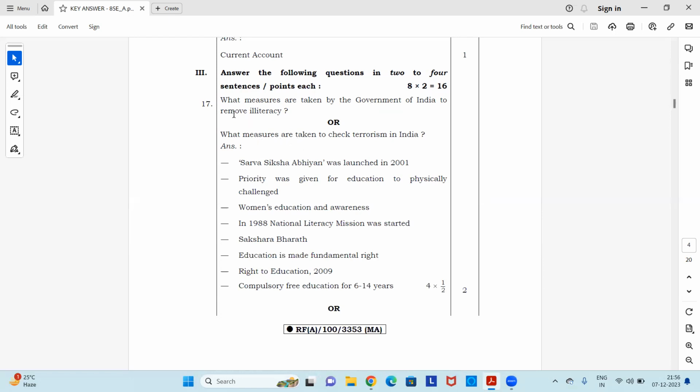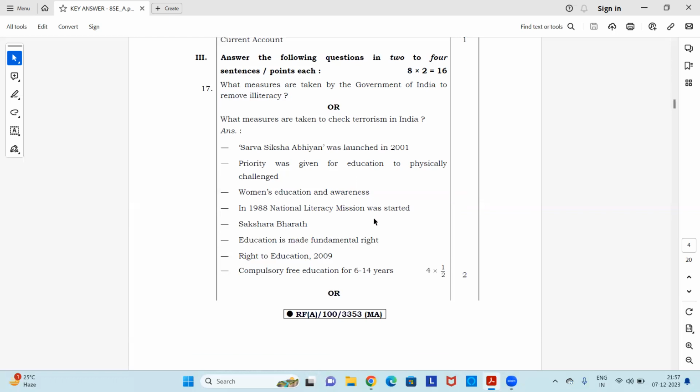So let's read and check out. What measures are taken by the government of India to remove illiteracy, or what measures are taken to check terrorism in India? So in question number 17, you have these 2 questions, and whichever you know best, you can attempt any one. Okay, so it's of 2 marks. So obviously you will have to write at least 4 relevant points or 4 sentences, so that each point carries half mark. Okay, so this is how you are going to attempt. So let's see the first one, remove illiteracy.